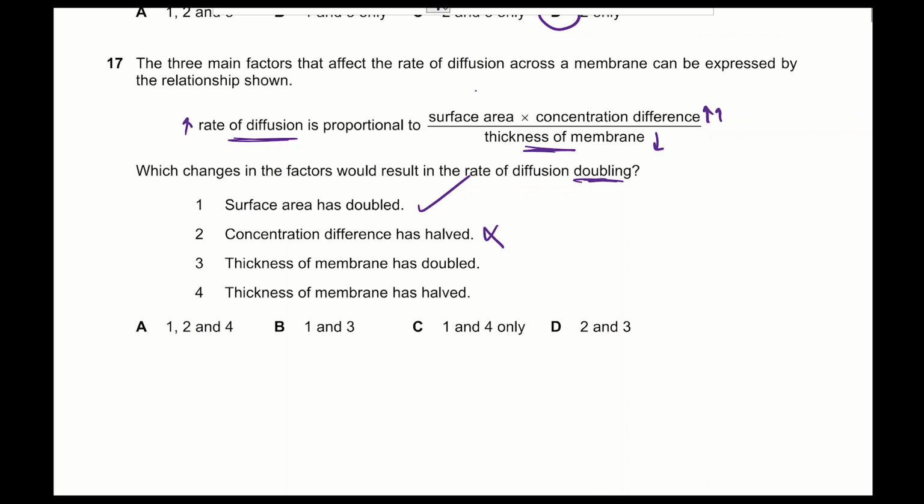3. Thickness of membrane has doubled. If the thickness of membrane has doubled, then the rate of diffusion would halve because they are inversely proportional. Therefore, this is incorrect. 4. Thickness of membrane is halved. So, the thickness is halved, therefore the rate of diffusion would double because they are inversely proportional. Therefore, 1 and 4 is correct and the answer is going to be C.